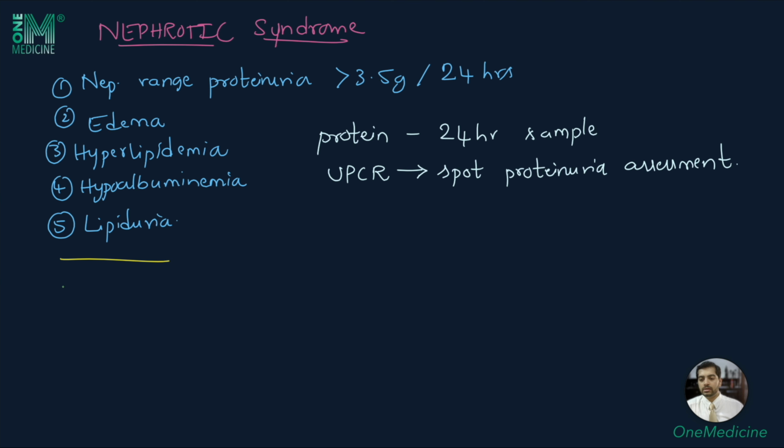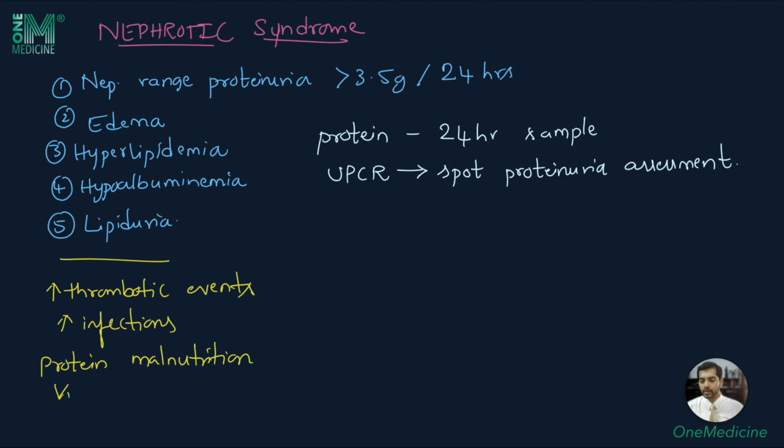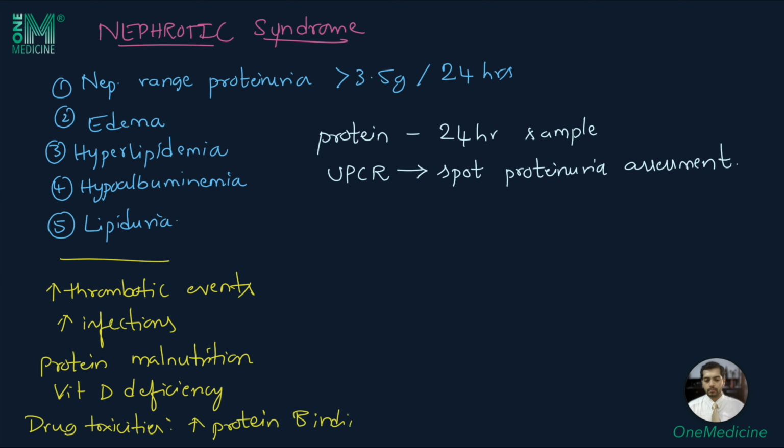In addition to the classical syndrome, the patients can also have increased thrombotic events, increased risk of infections, protein malnutrition, vitamin D deficiency, and there can also be drug toxicities due to increased protein binding. Renal biopsy is required for diagnosis and for planning of the treatment.